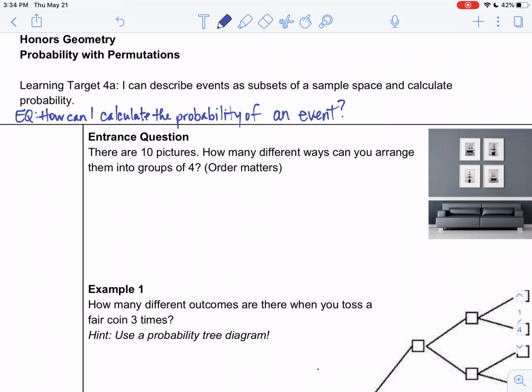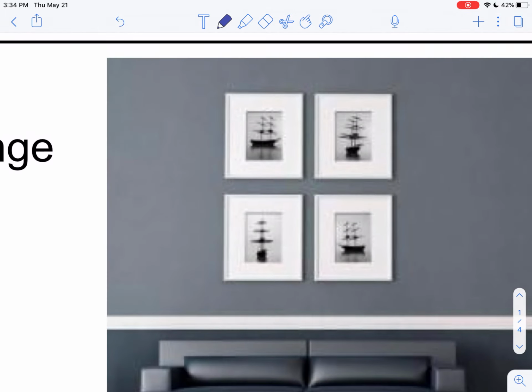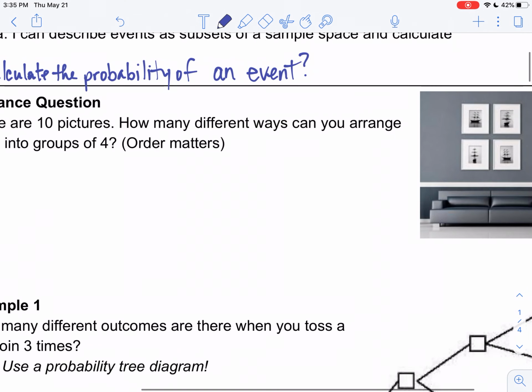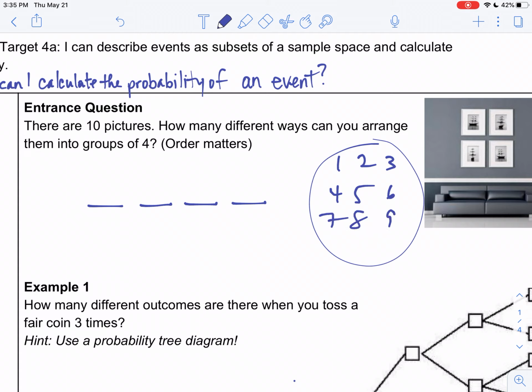We have 10 pictures, and we're going to talk about how many different ways we can arrange them into groups of 4 if order matters. So you can see here in this little graphic, we have 4 pictures, and we can arrange them differently. We know that we want to have a total of 4 pictures hanging up on the wall. And we know that we have 10 pictures. So in this basket, we have 1, 2, 3, 4, 5, 6, 7, 8, 9, 10.